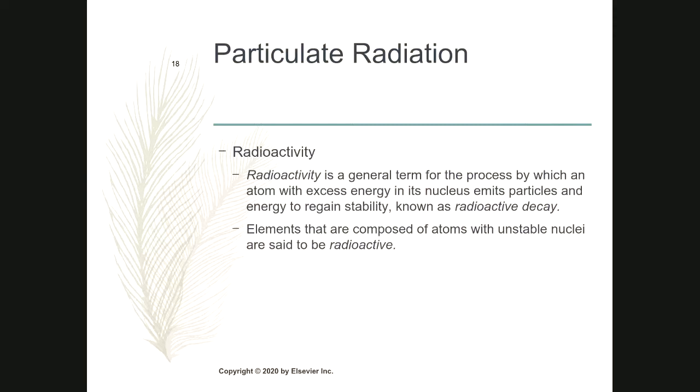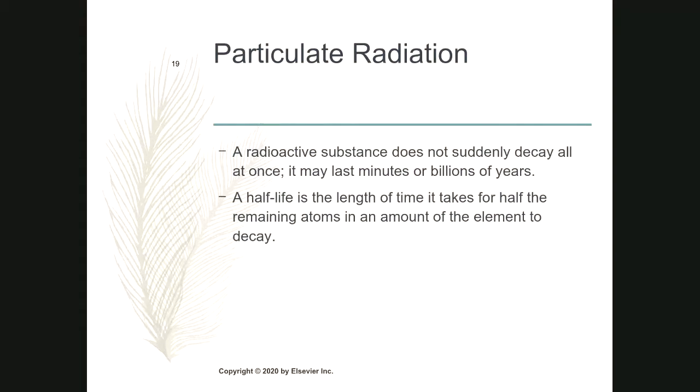So when they have excess energy, they try to get rid of that excess energy, and that is called radioactivity because they're trying to get back to their normal state. And when they do that by emitting nuclear particles or emitting energy from the nucleus, that is called radioactive decay. Any elements that are made up of atoms that have an unstable nucleus are said to be radioactive atoms. And again, we use those in nuclear medicine as our radioactive tracers that we give to the patient. And they can also be a source that are used in radiation therapy.